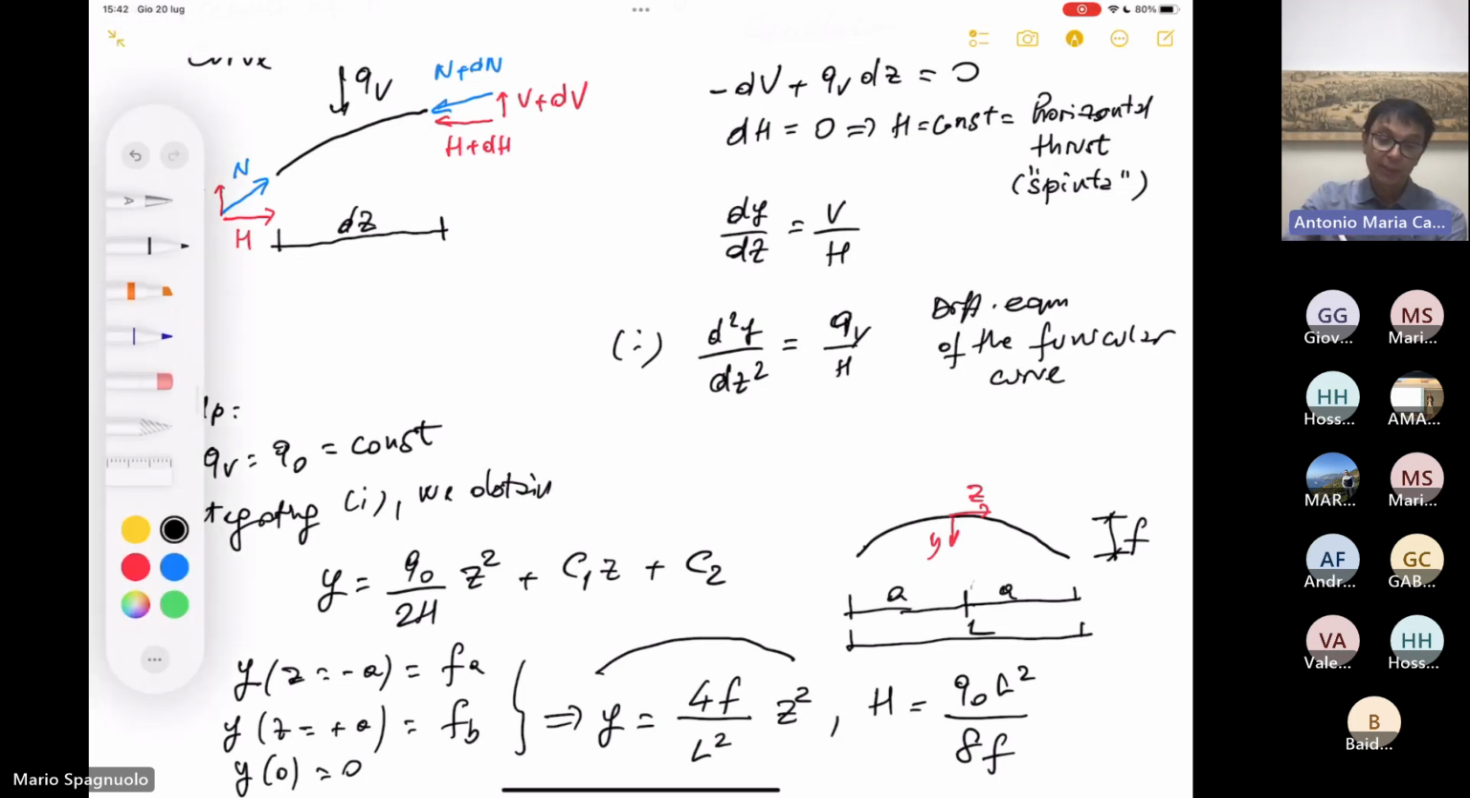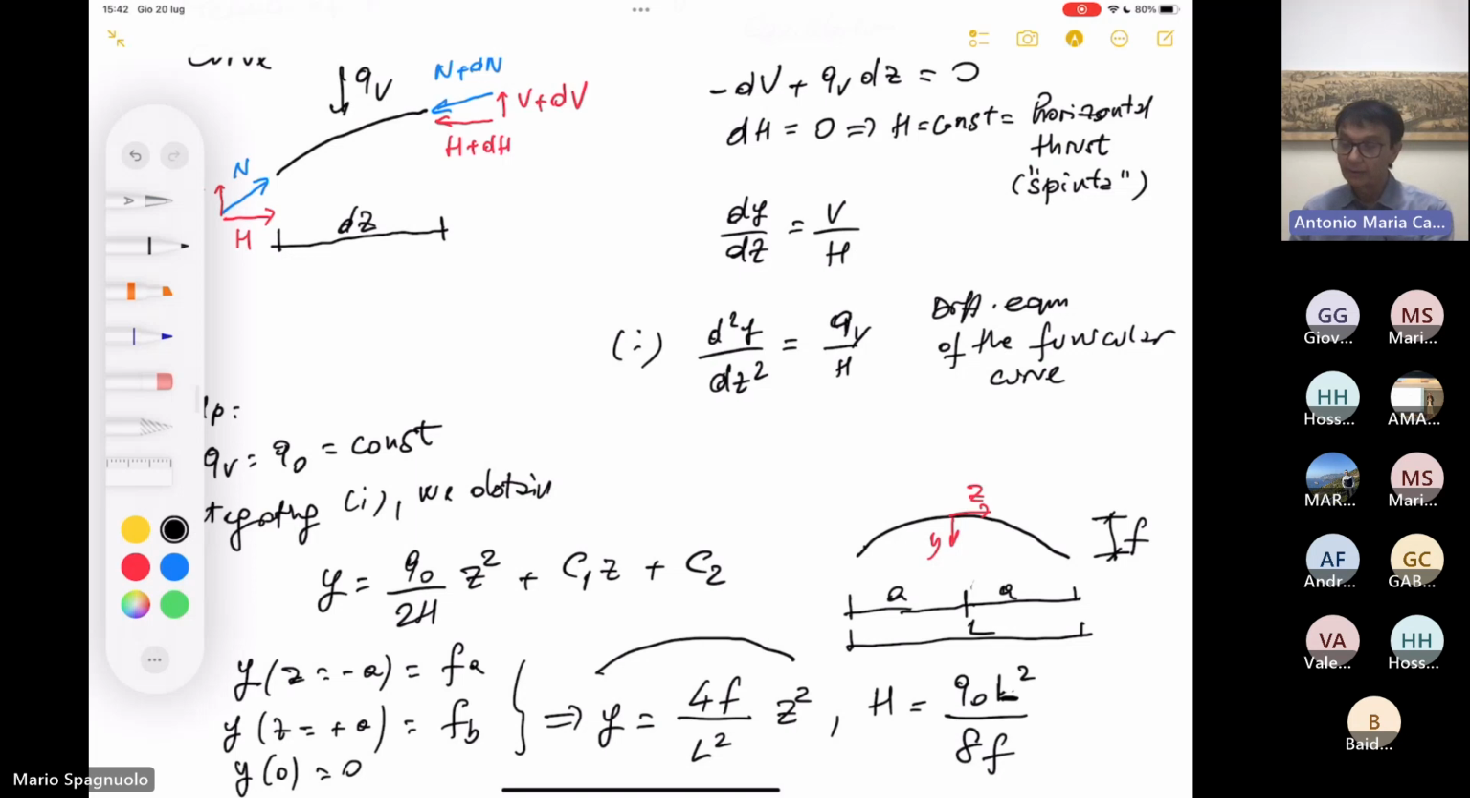But the question arises now when the arch is not statically determinate. So if the arch is statically determinate, isostatico in Italian, we give this shape to the arch, and everything is fine. We have only axial forces. We have only axial forces.